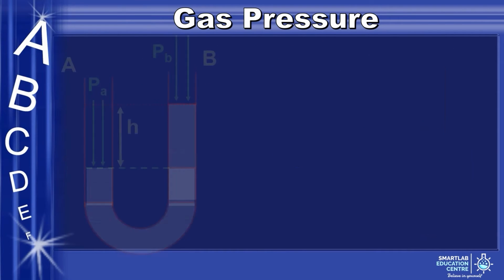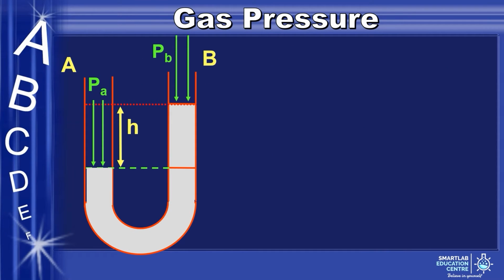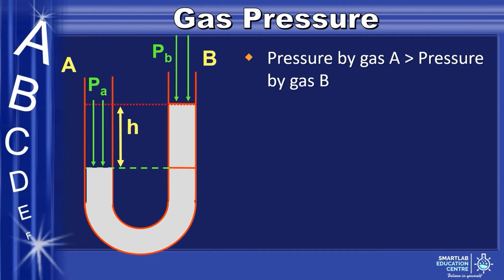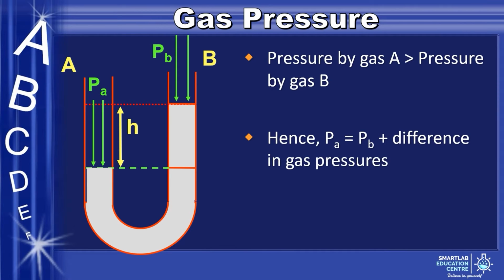But what if it shows both ends having different heights? The diagram below shows gas A exerting a larger pressure than gas B. Hence, we can also say that pressure A can be found by adding pressure by gas B and the difference in gas pressure. The difference in gas pressures can be replaced with h rho g, where h refers to the difference in height levels.